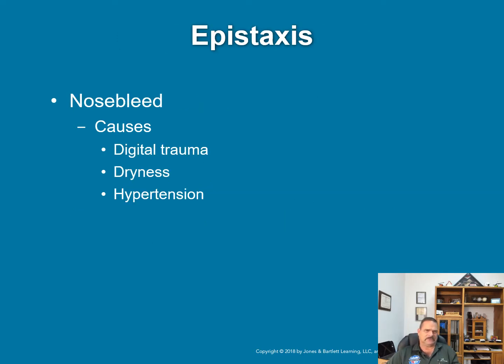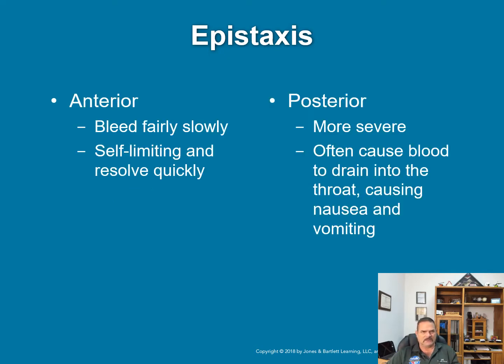Epistaxis, a nosebleed. Causes usually digital trauma, some dryness, or hypertension. We have anterior and posterior epistaxis. Anterior bleeds fairly slowly. They're self-limiting and resolve quickly. Posterior are much more severe. They often cause blood to drain out into the throat, causing a lot of nausea and vomiting.